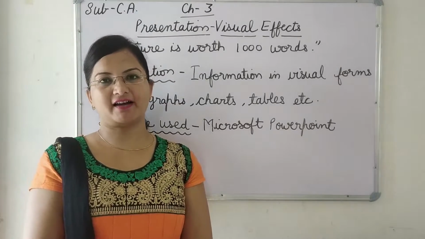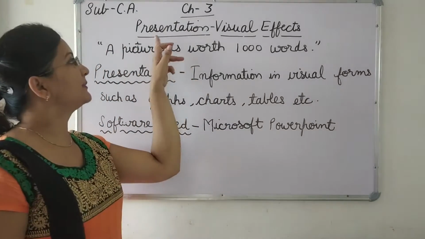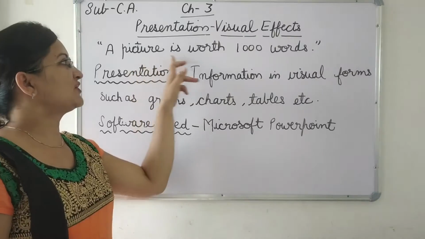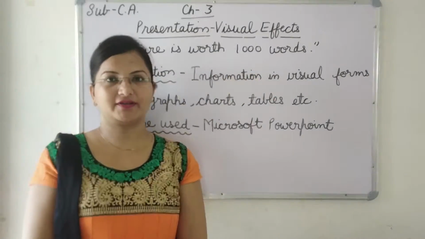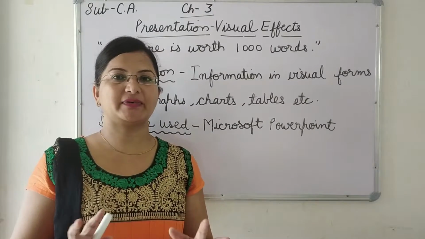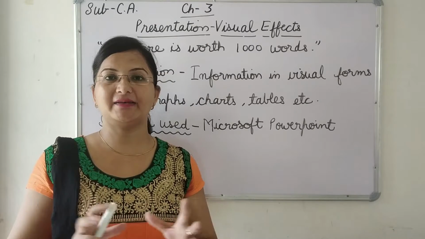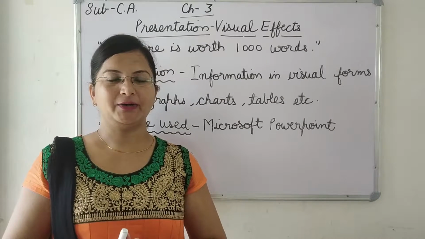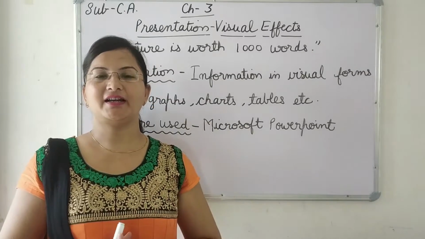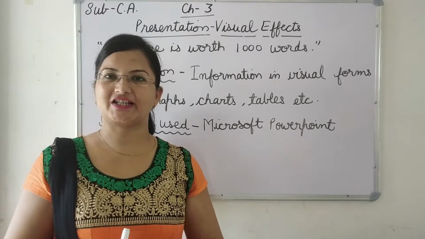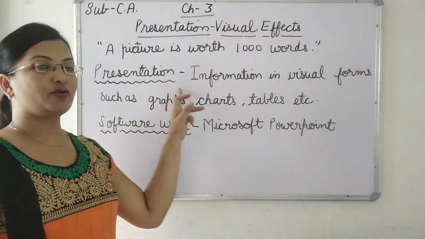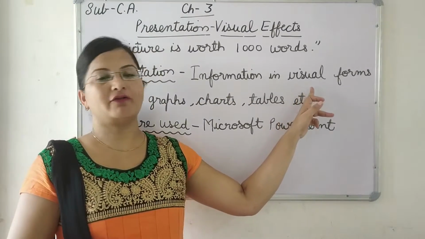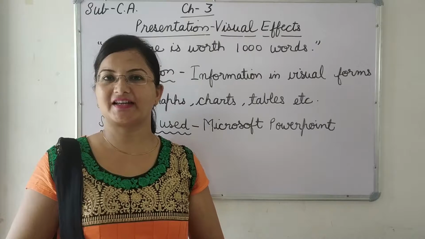Students, today we will start chapter 3, Presentation Visual Effects. A picture is worth 1,000 words. You might have seen that when information is represented in the form of pictures and animations, you can understand it very well. Here we will study how to create a presentation. So first of all, we should know what a presentation is. Information in visual forms is a presentation.